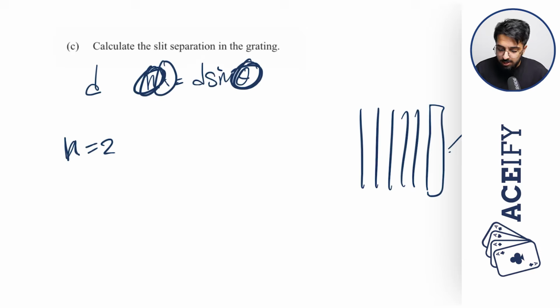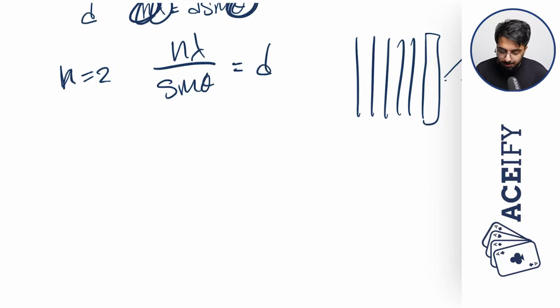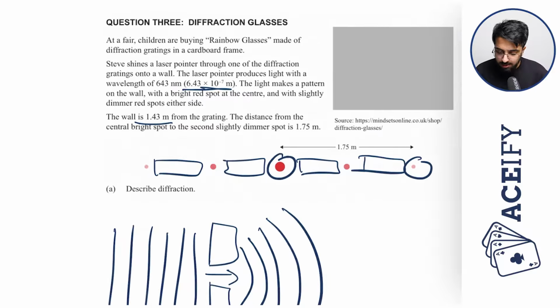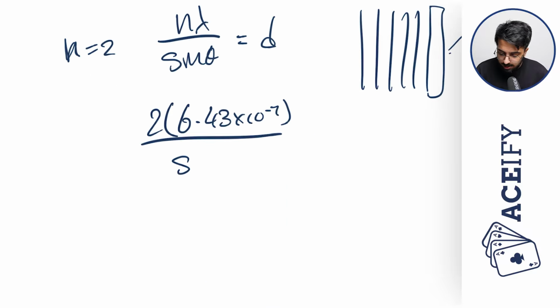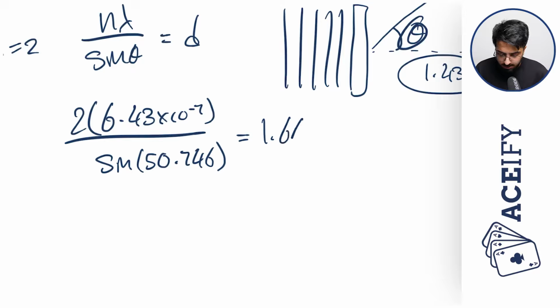Okay, and so now rearranging for d, we get n lambda all over sine theta is equal to d. And so now plugging in our numbers, we get 2 times our wavelength, which is given up here as 6.43 times 10 to the negative 7, all over sine 50.746. And this gives a d value of 1.66 times 10 to the negative 6 meters.